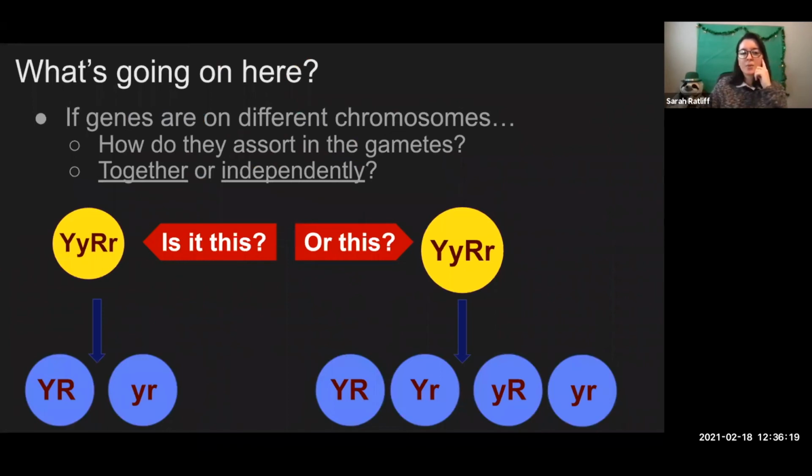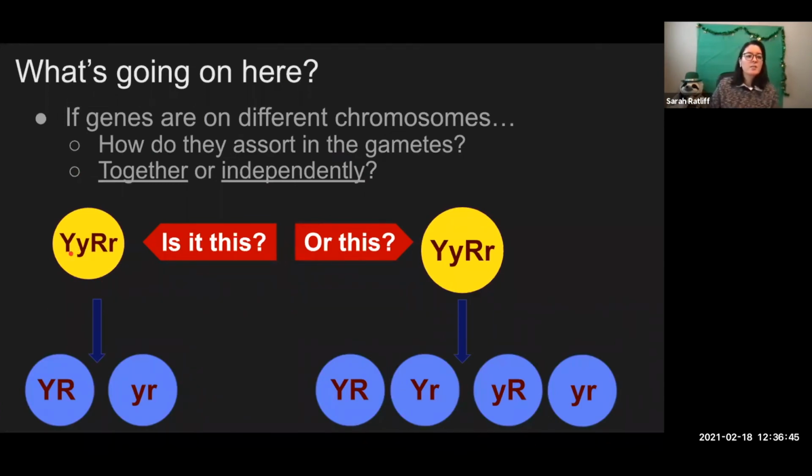If the genes are on different chromosomes, so let's say the gene for color, yellow or green, is on chromosome 3, and the gene for the texture or the shape, round or wrinkled, is on chromosome like 13. If they're on different chromosomes, how do they assort into the gametes? Do they do it together or do they do it independently?